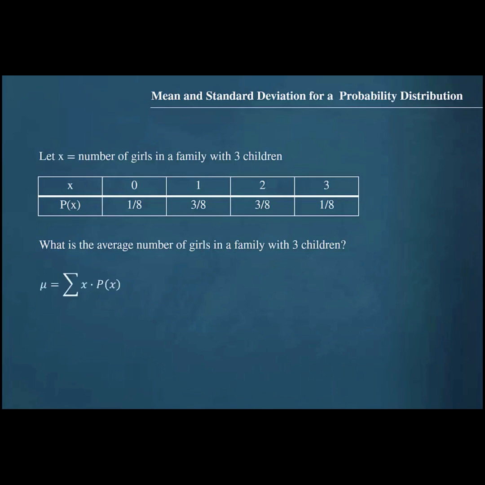The formula for calculating the theoretical mean for a discrete probability distribution shows that we must sum the products of the values of the random variable and the respective probabilities. So we will multiply each value of the random variable by its associated probability, then add them all together. So we have 0 times 1/8 plus 1 times 3/8 plus 2 times 3/8 plus 3 times 1/8. This calculation gives us 1.5 as the average number of girls in the family with 3 children, as we suspected.